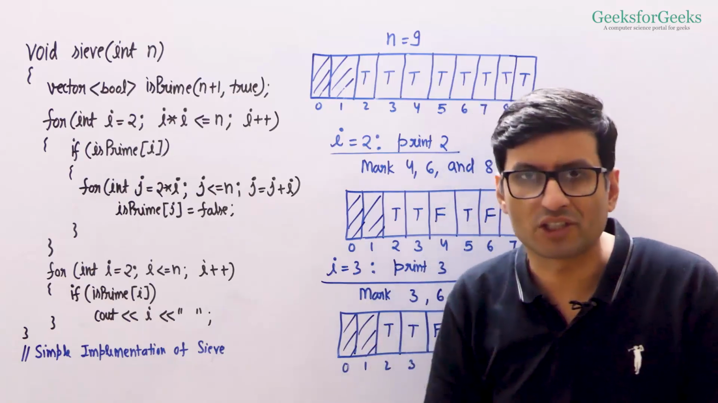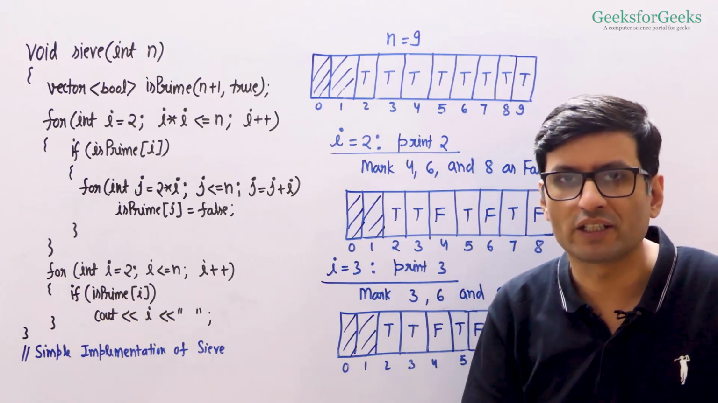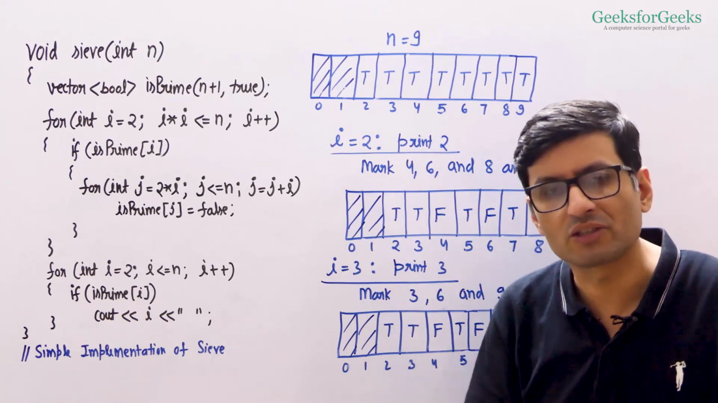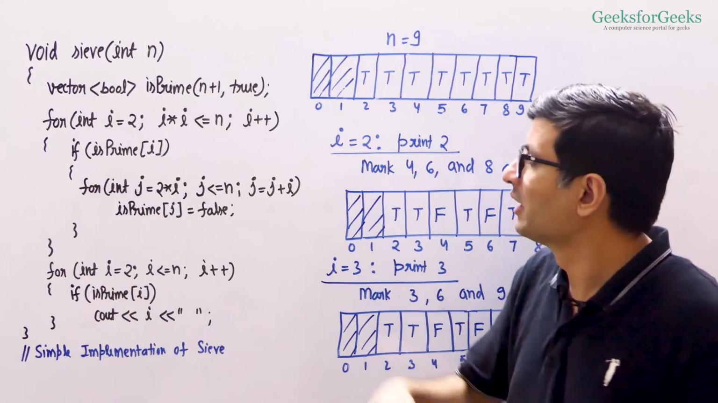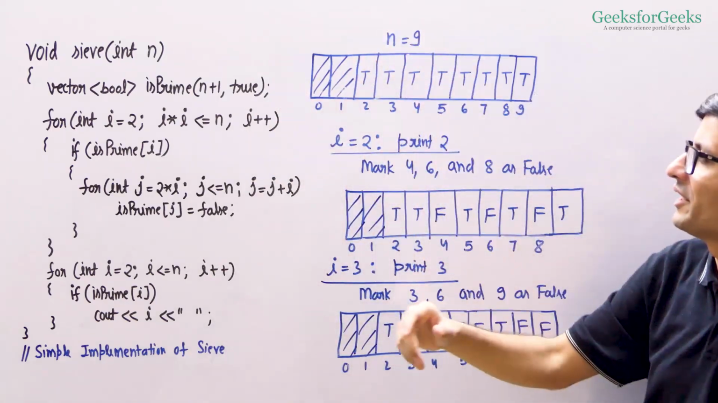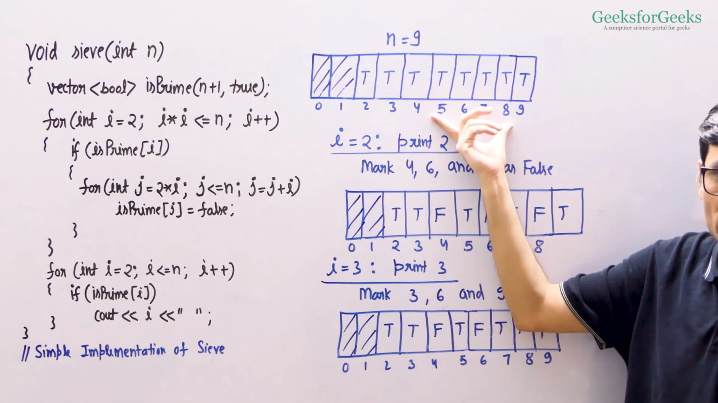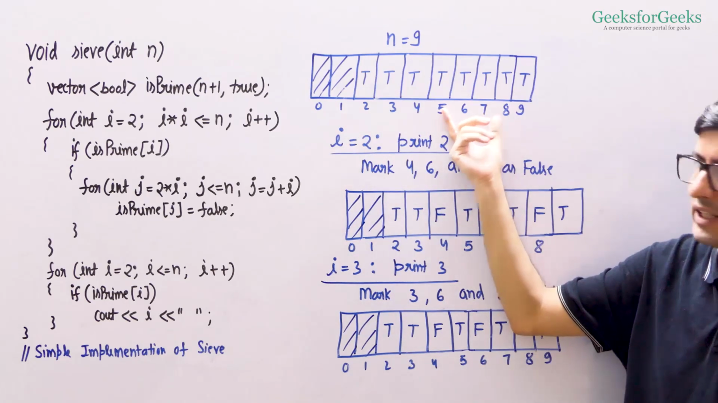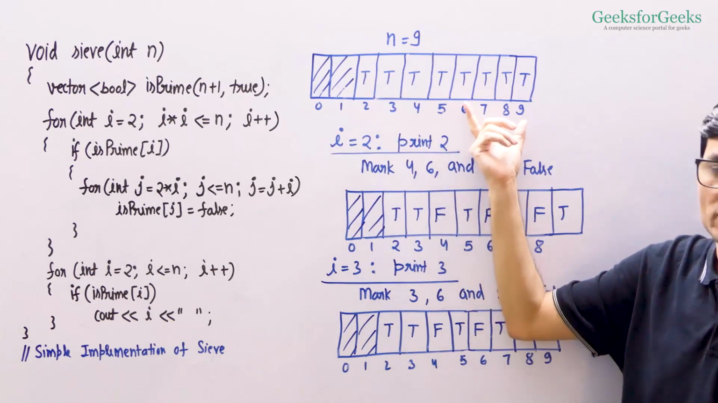See, if you're programming in Java, you can create a Boolean array and then you can use the Arrays.fill function to fill all the values as true. So for n equal to 9, our array is going to look like this. It's going to be of size 10, right? N plus 1 size, and all the values are initialized as true.